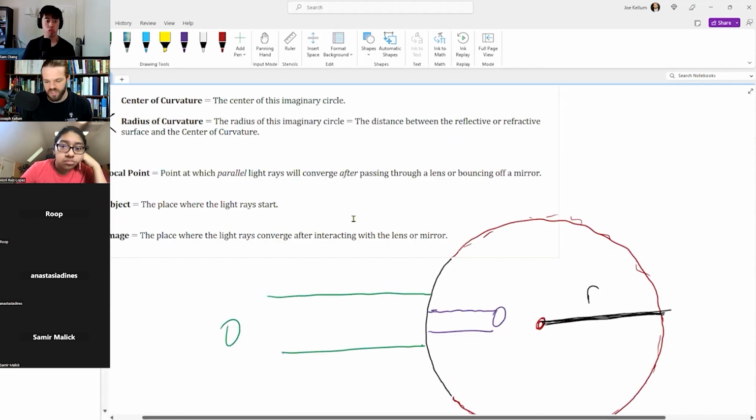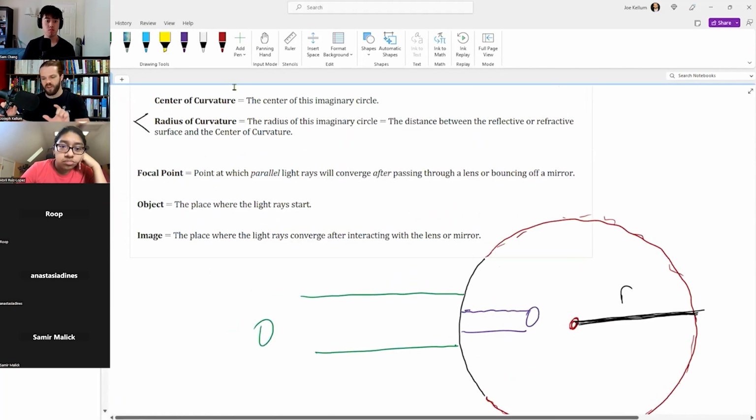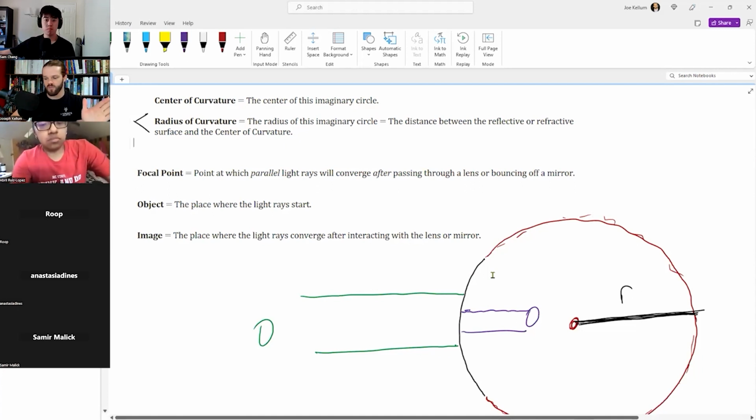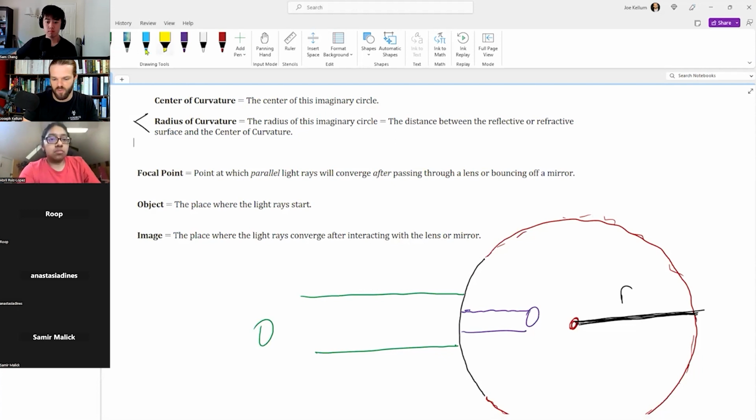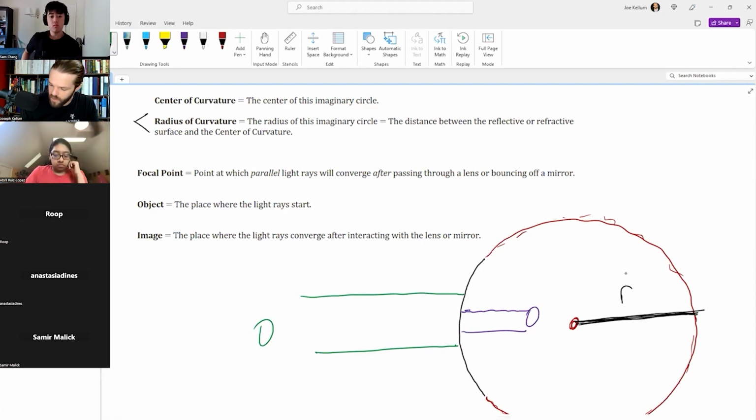So the focal point is always going to be the point at which parallel light rays will converge after they interact with the lens or with the mirror. And so it can be where they converge in real life or where they converge in fake life, but where parallel light rays will converge is the focal point. And that is always going to be at a spot along the radius of curvature that is exactly halfway between the interface and the center of the circle. So this radius line that I drew over here, you could say that the focal point here would be right here at that spot.